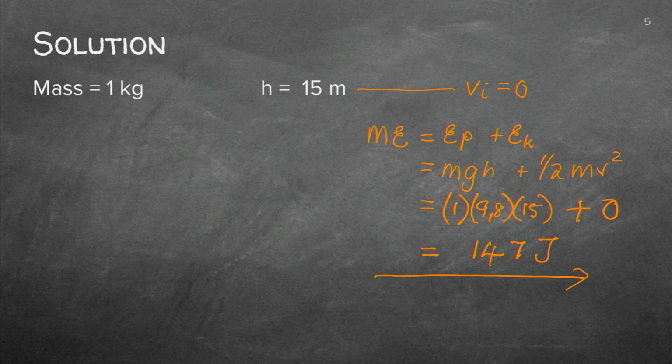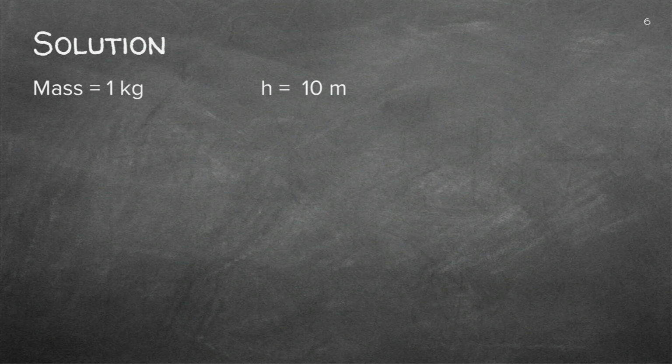Remember your unit and remember there's no direction. So we've got 147 joule right at the top of the building. The second question says at a height of 10 meters. So let's just quickly have a look. If I started at 15 and I've now been at a height of 10, I actually covered the 5. So the stone already covered 5 and they want to know what's the mechanical energy at that point.